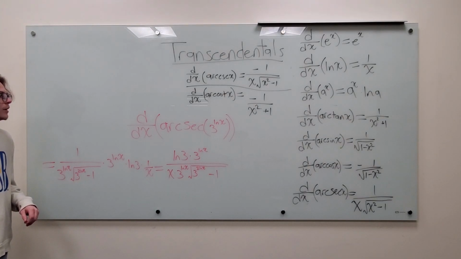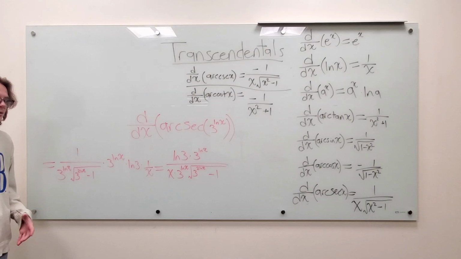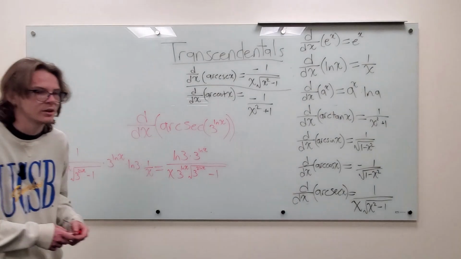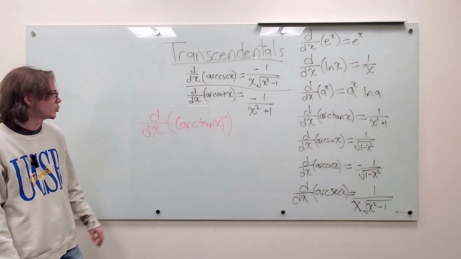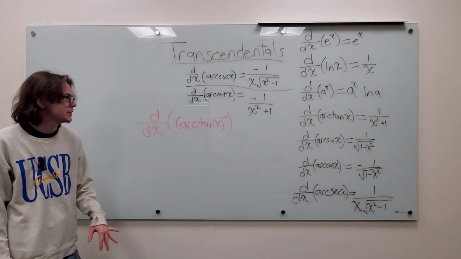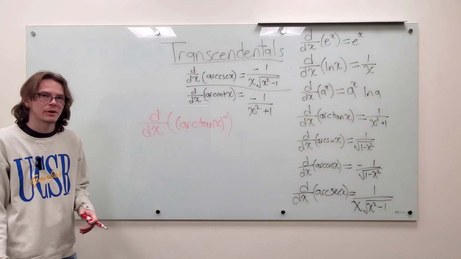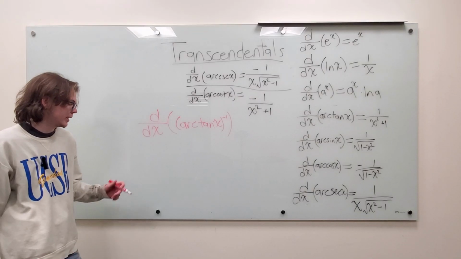So honestly, it's not too bad, right? It's just chain rule is where most people mess up, so we're going to make sure to get some practice in. This next one is going to be a bit simpler. We're going to find the derivative of arctangent of x all to the minus 1. Go ahead, take a minute, pause the video, and find the derivative of that, and come back when you have your answer.